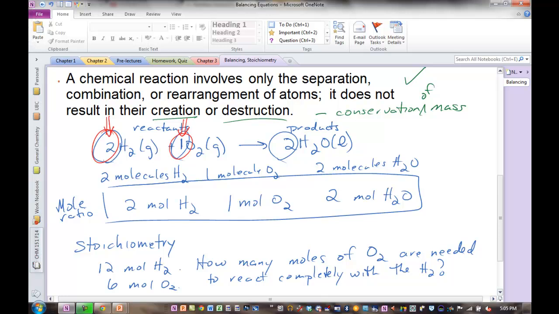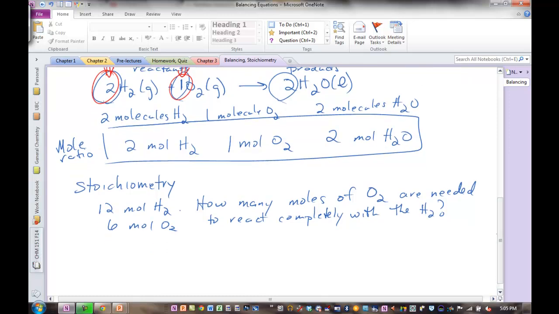2 to 1 ratio of hydrogen to oxygen. Now, I chose a reaction with pretty darn simple numbers. But what if your numbers aren't that simple? How would we do this? Well, guess what we do? We do a unit conversion. We do unit analysis, dimensional analysis, whatever you want to call it. So here's how we would do it.